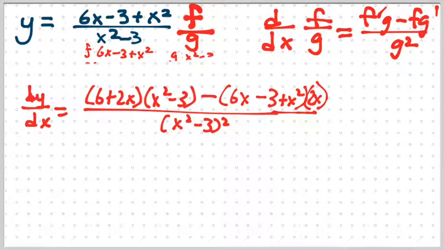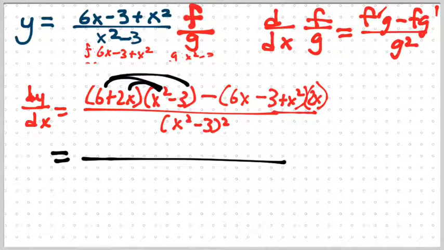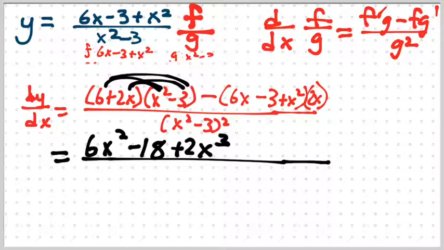Whatever the bottom was, keep it there and square it. Let's see if we can simplify this. If I double distribute on the top, sometimes known as foiling, for that first term I get 6x squared minus 18 plus 2x cubed minus 6x, and that's going to be subtracted.